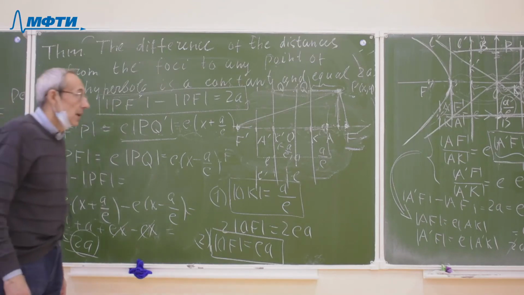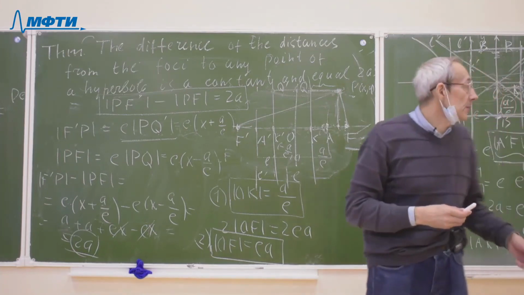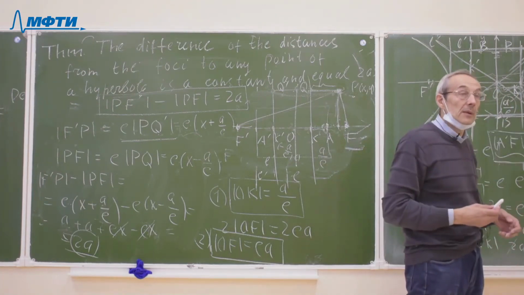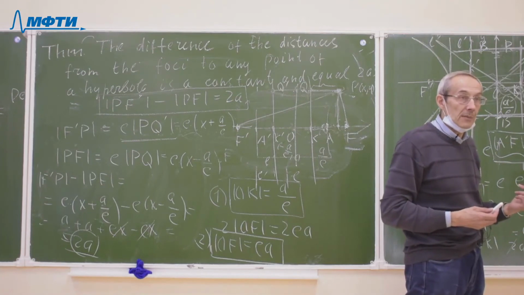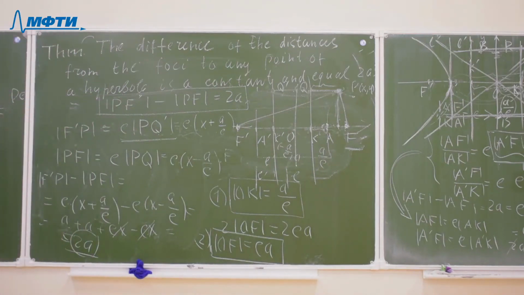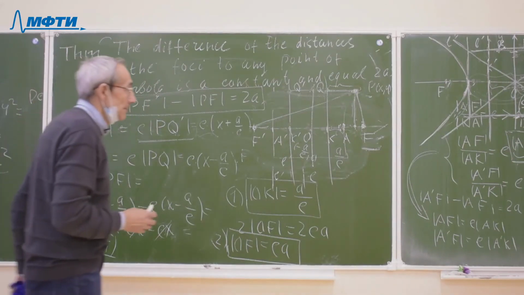And I obtain the other equivalent definition of the hyperbola. The hyperbola is the locus of the moving point P such that the difference of the distances between this point and the two fixed points F and F prime is constant and is equal to twice A, as a definition. Maybe any question? Do you understand this simple assertion? Okay, let's continue.